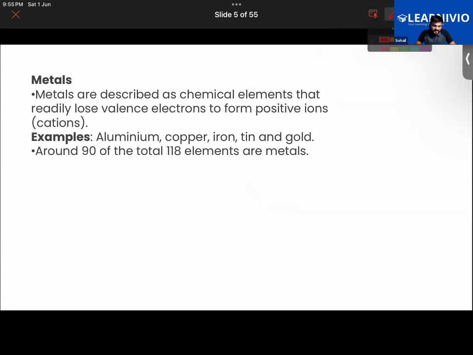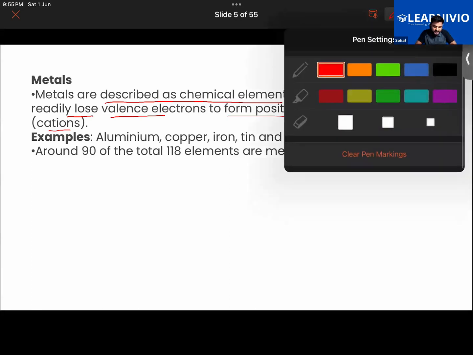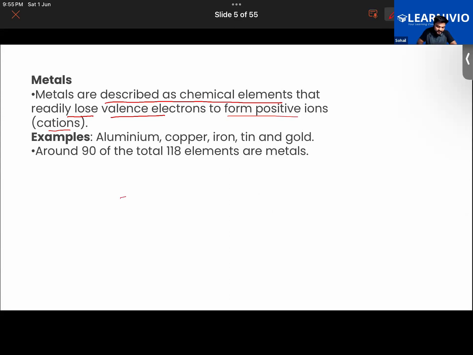Here I have described that metals are chemical elements that readily lose valence electrons to form positive ions or cations. Let us understand what basically it means. Now, you might find it a bit confusing, but let us try to understand it in a simple manner. Moments ago we learned about elements.